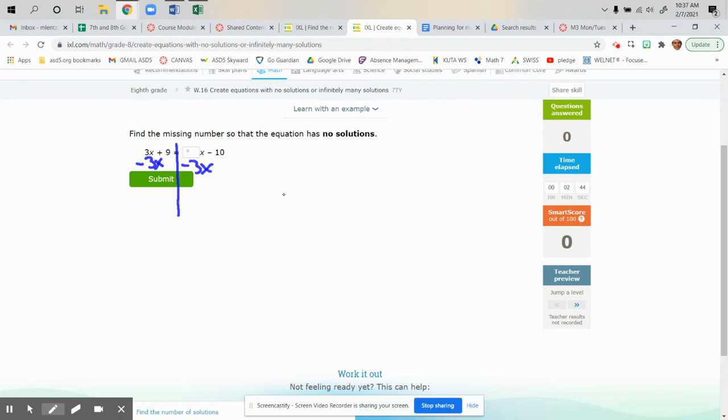And so positive 3 minus 3x is 0. So my answer should be 3. And the reason why is this would equal 0, this would equal 0, and all I'm left with is a 9 over here and a 10 over here, which isn't even true. So therefore, the answer is no solution. So again, I have a 3 here for an answer, because when I subtract 3, because it's positive, they both go away.